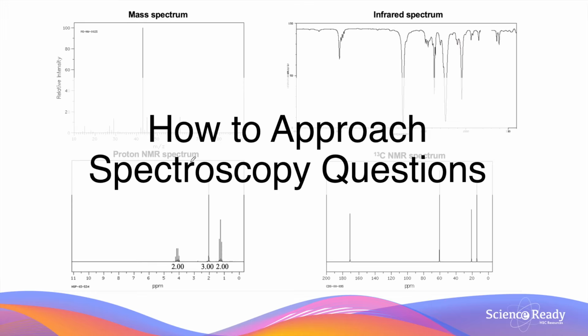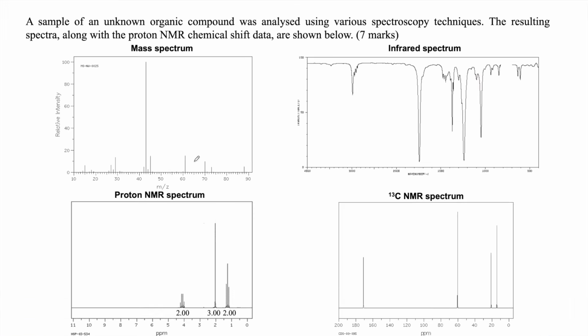Hey everyone, welcome to the video on how to approach spectroscopy questions. In this video, we'll go through a sample exam question on the more difficult side that consists of analyzing the mass spectrum, infrared spectrum, and both NMR spectrums of a sample organic compound.